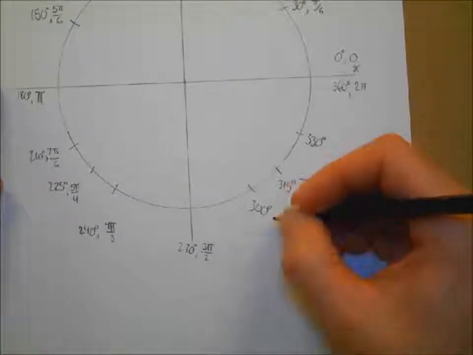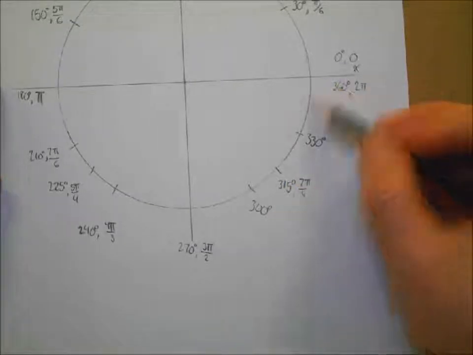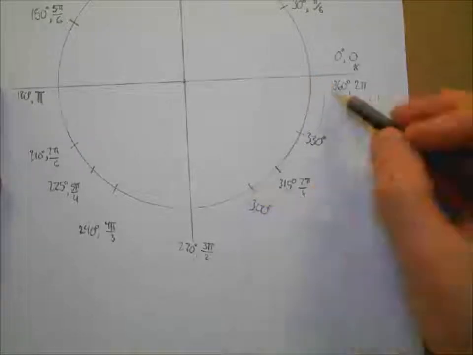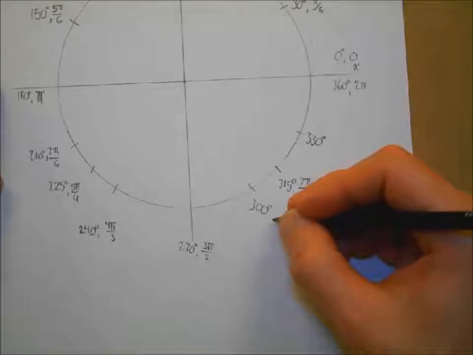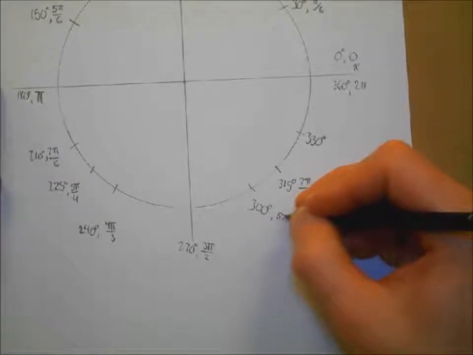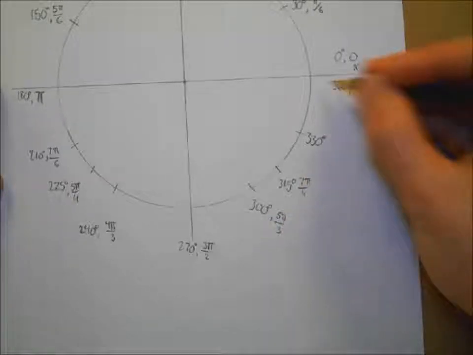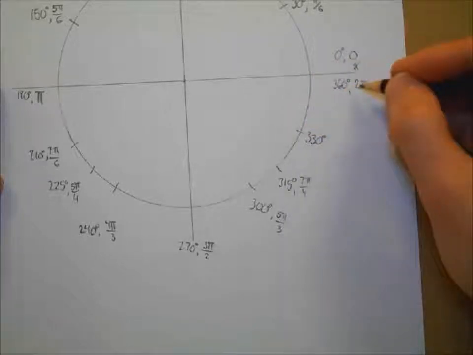So 300 degrees, let's go back again. So 300 degrees, that was back 60, so we're going to go back pi over 3 from 2 pi. 2 pi minus pi over 3 is 5 pi over 3. And then back 30 degrees or back pi over 6. 2 pi minus pi over 6 is 11 pi over 6.